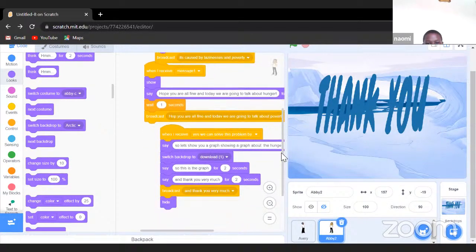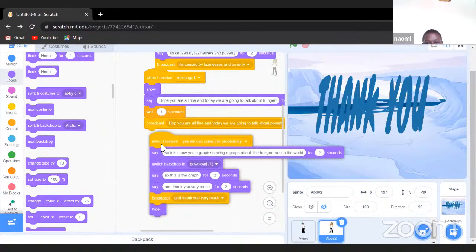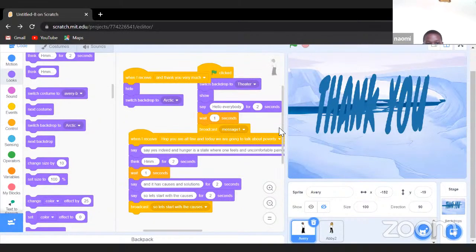We shall go back to Abby, and then when she receives a message, she'll say, so let's show you a graph about the hunger rate in the world, then switch the backdrop to download, then say, so this is the graph, and say thank you very much. Then after broadcasting thank you very much, she'll hide. Then when Avery receives thank you very much, she'll hide and switch the backdrop to Arctic. Thank you.